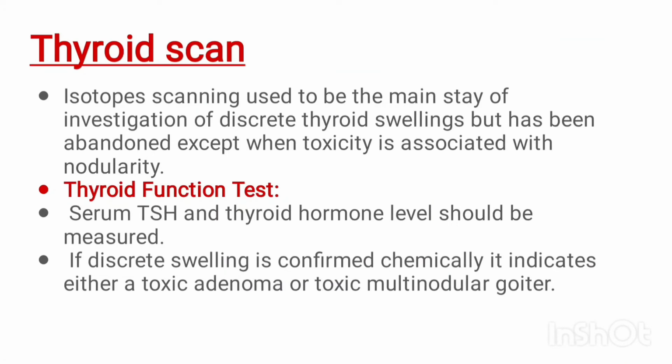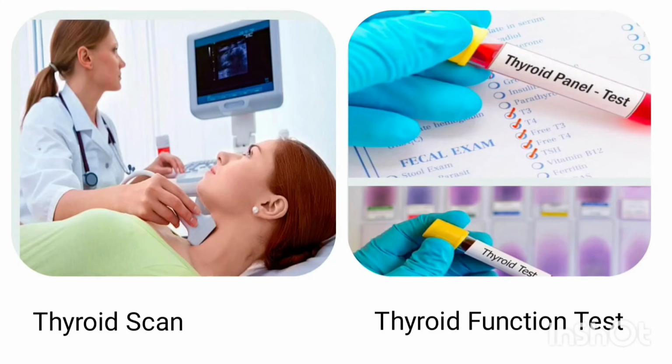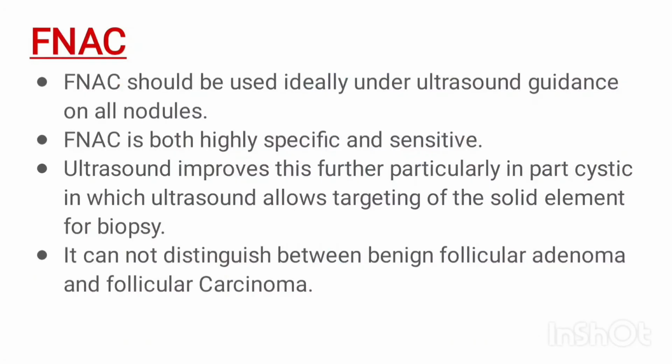Thyroid scan. Isotope scanning used to be the mainstay of investigation of discrete thyroid swellings but has been abandoned except when toxicity is associated with nodularity. If we talk about thyroid function test, then we will assess TSH and thyroid hormone level. If a discrete swelling is confirmed chemically, it indicates that either a toxic adenoma or toxic multinodular goiter is present. You can see in these pictures how thyroid scanning is done and how thyroid function test is performed.